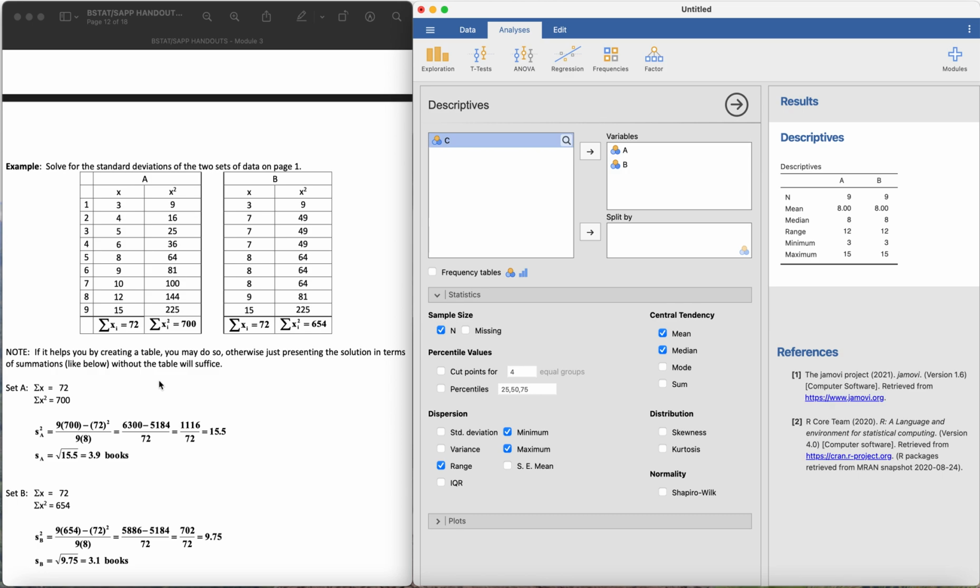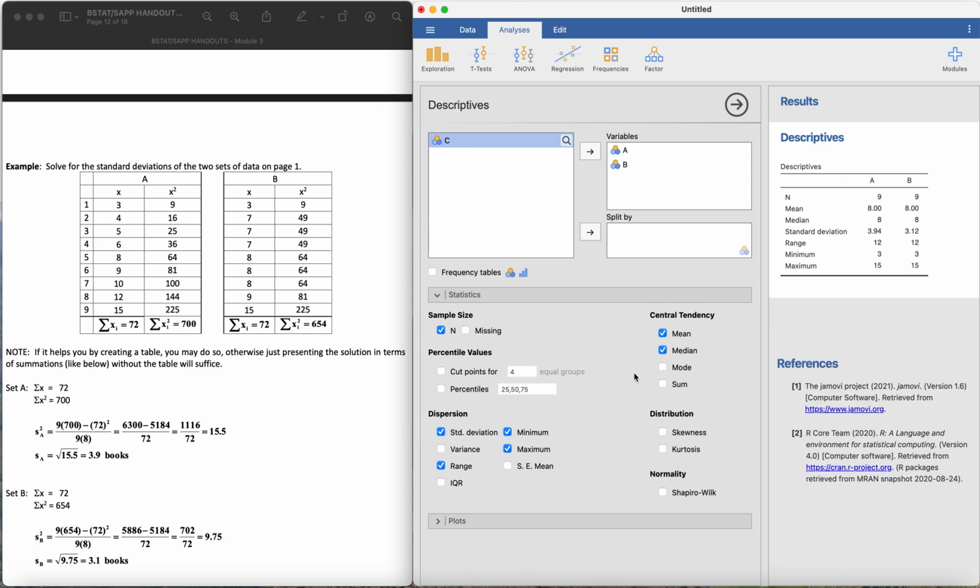What you need to do is, again, we want the standard deviation, right? So just click the standard deviation. It will give you the standard deviation automatically. So we have here the standard deviation is 3.9.